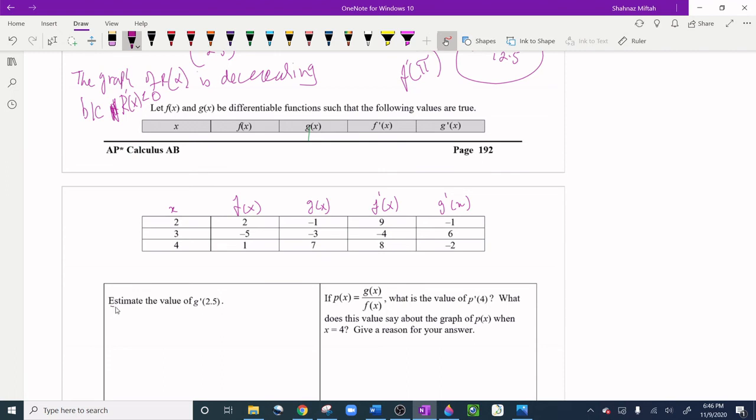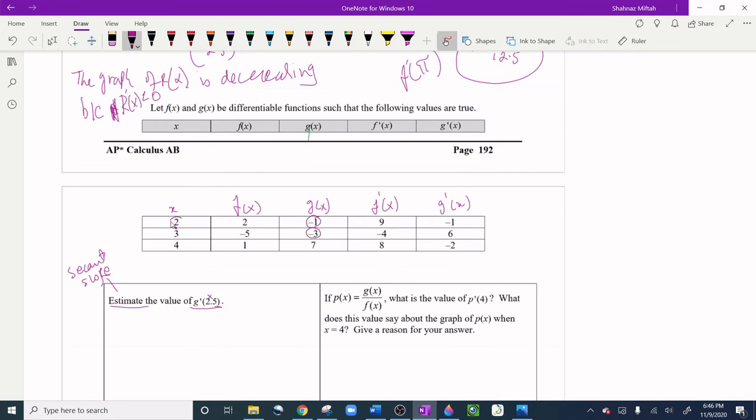The question says estimate the value of g prime of 2.5, and I said that several times. If you see the word estimate or approximate with g prime, then it means I'm talking about a secant slope. Since they said 2.5, the x value is 2.5, so 2.5 is between 2 and 3. And what is the g function, the g y values? It's right here and right that one.